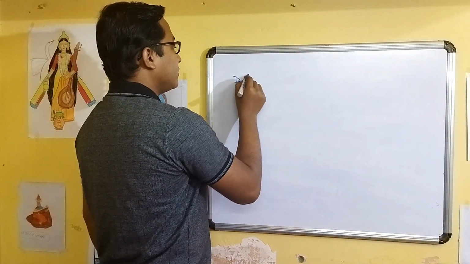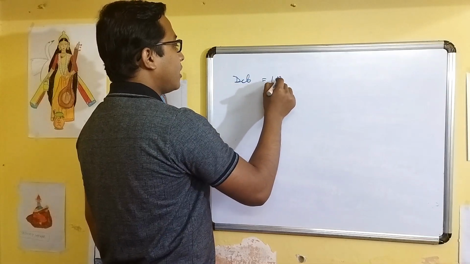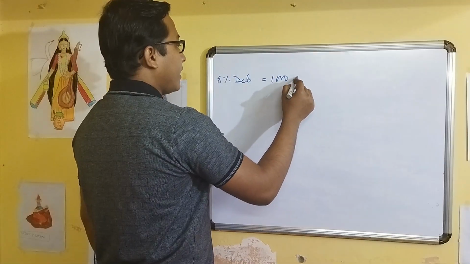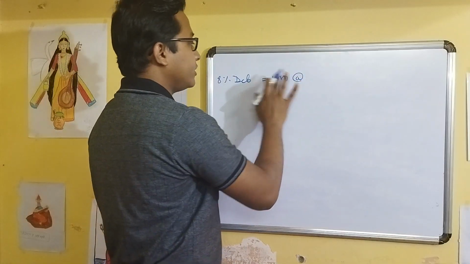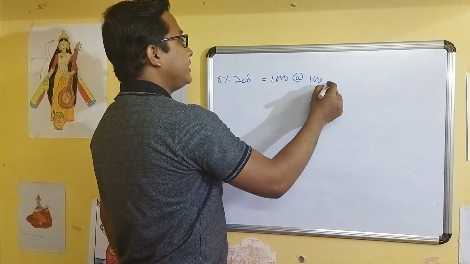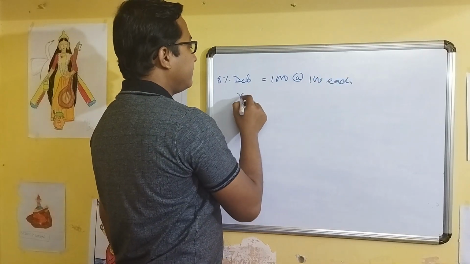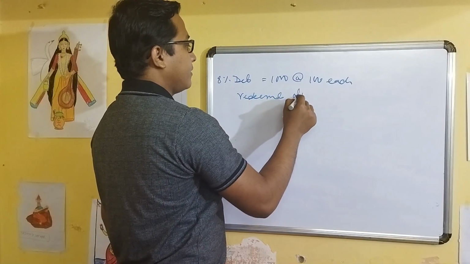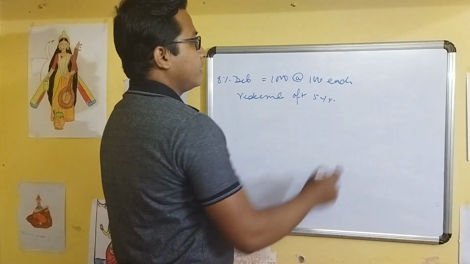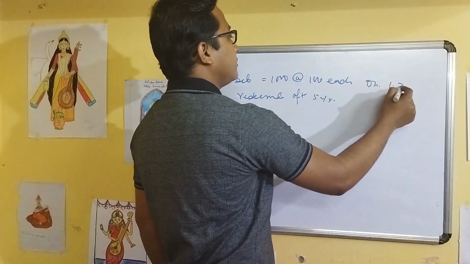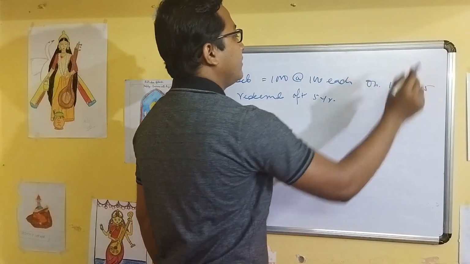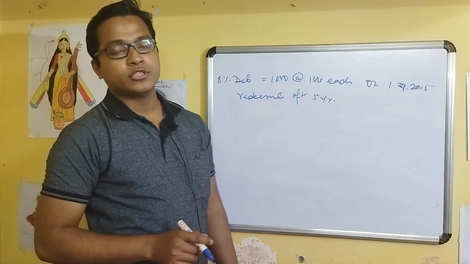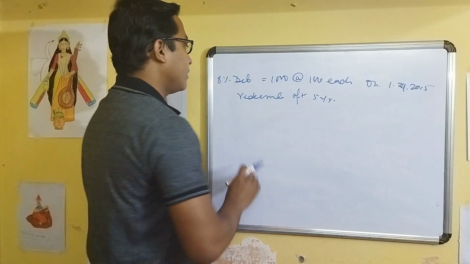Suppose the debenture value is 1000, 8% debentures, 1000 debentures at the rate of 100 each, redeemable after 5 years. Suppose issued on 1st April 2015, redeemable after 5 years. The redemption date will be 31st March 2020.